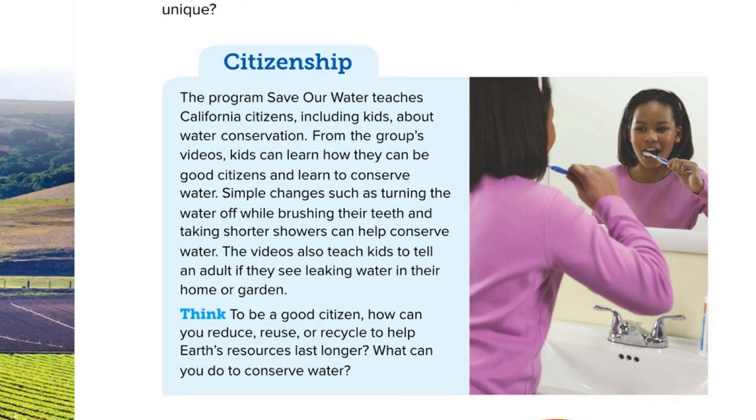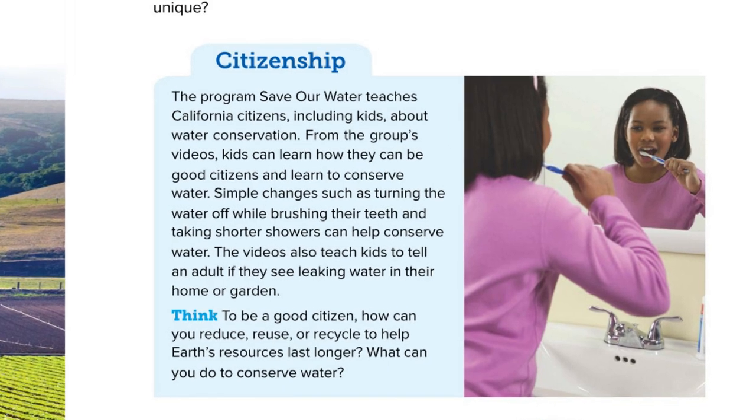Citizenship. The program Save Our Water teaches California citizens, including kids, about water conservation. From the group's videos, kids can learn how they can be good citizens and learn how to conserve water. Simple changes such as turning the water off while brushing their teeth and taking shorter showers can help conserve water. The videos also teach kids to tell an adult if they see leaking water in their home or garden.